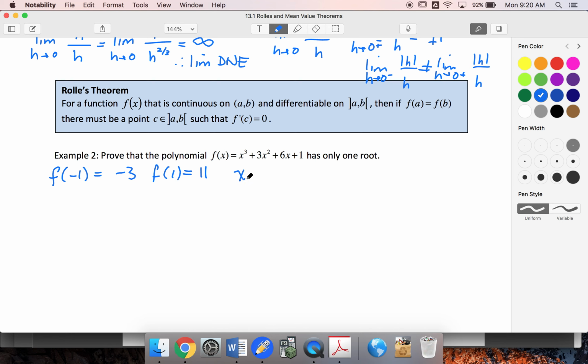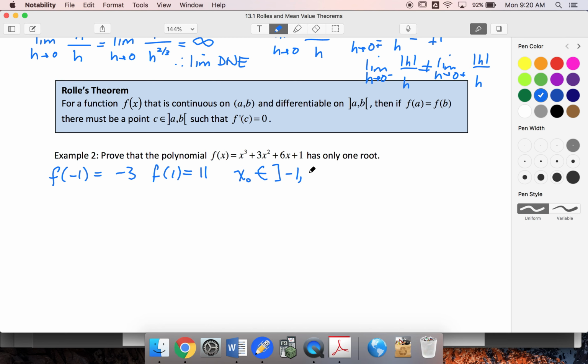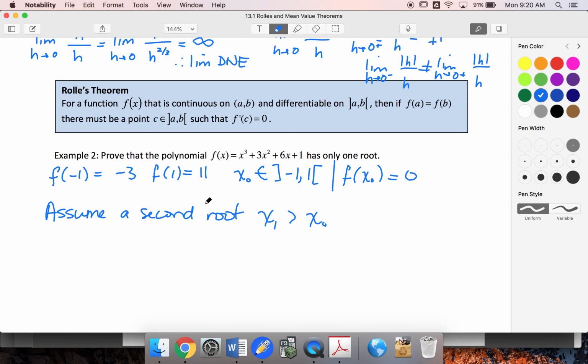So there's going to be an x sub 0, looking at my x values, between -1 and 1, that is a root. So we know that there's one root. Let's assume a second root, x1, greater than our x0. If this is a second root, it's going to have the same y value.